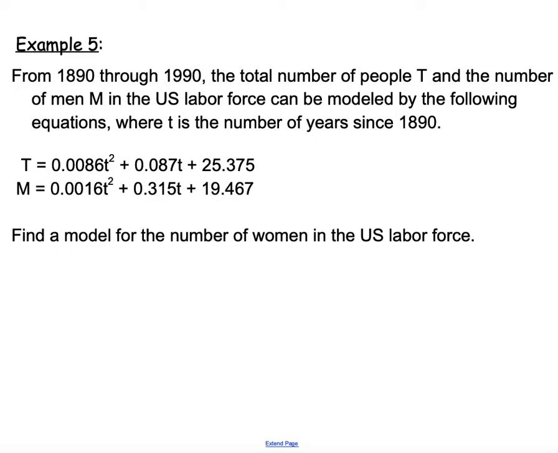So example 5 here. From 1890 through 1990, the total number of people is T. So we got the total number of people there. The number of men, and there's an equation for them. Find the model for the number of women. So if the total number of people there is T and the total number of men there is M, we need to find the total number of women.